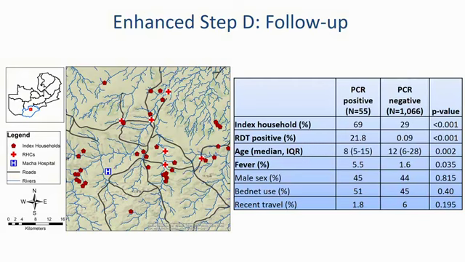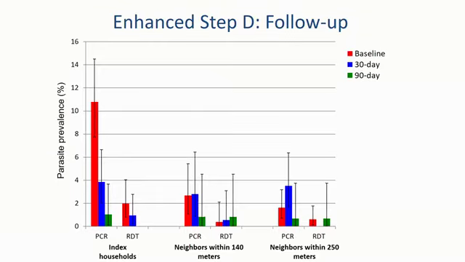They have higher prevalence of fever than their negative counterparts, but overall they are primarily afebrile. And we also see that they're not traveling. So characteristically, these infections are within index households, primarily RDT negative, low parasitemic individuals who are school age and afebrile.